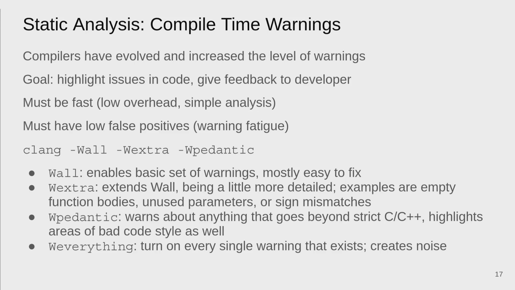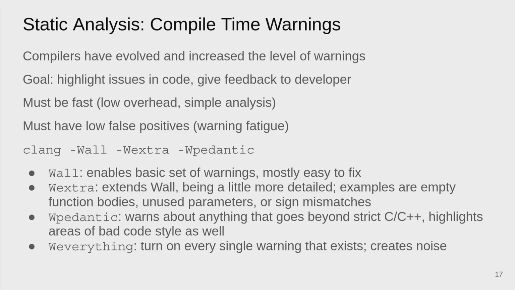If you want to have a fairly decent amount of checks, you have to tell Clang -Wall, -Wextra, and -Wpedantic, because these kinds of warning levels evolved. And people didn't want to go back and just add more and more. For example, -Wall enables a set of like 30, 40 different warnings or types of warnings. Mostly easy to fix. Extra extends -Wall with a little bit more detail, for example, empty function bodies, unused parameters, or different kinds of sign mismatches if you have unsigned integers or whatnot that you're using.